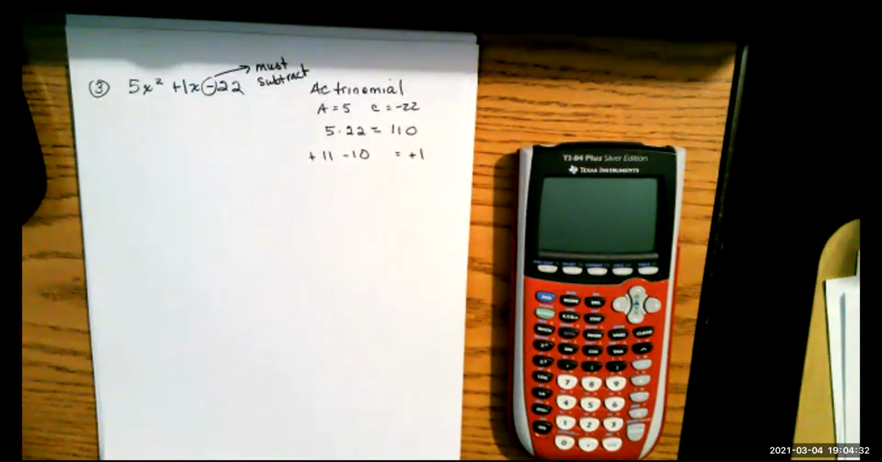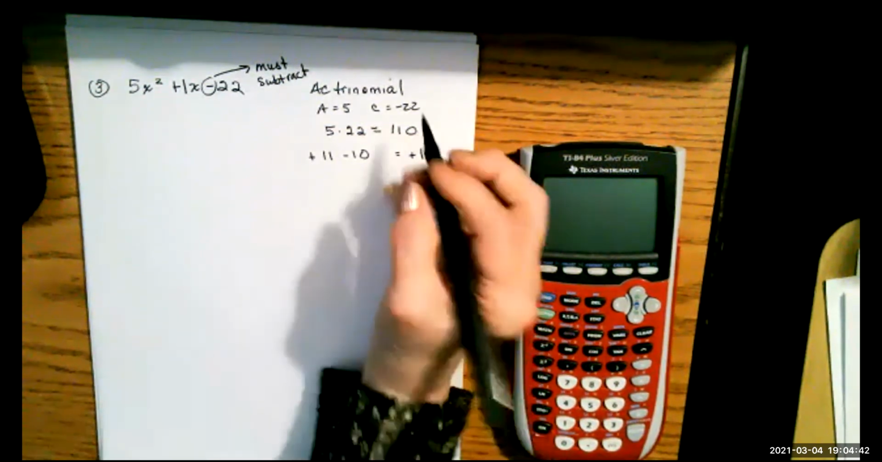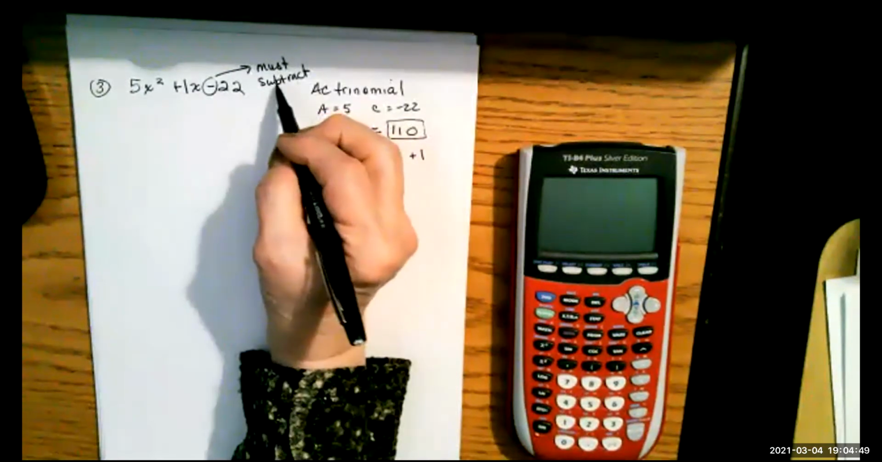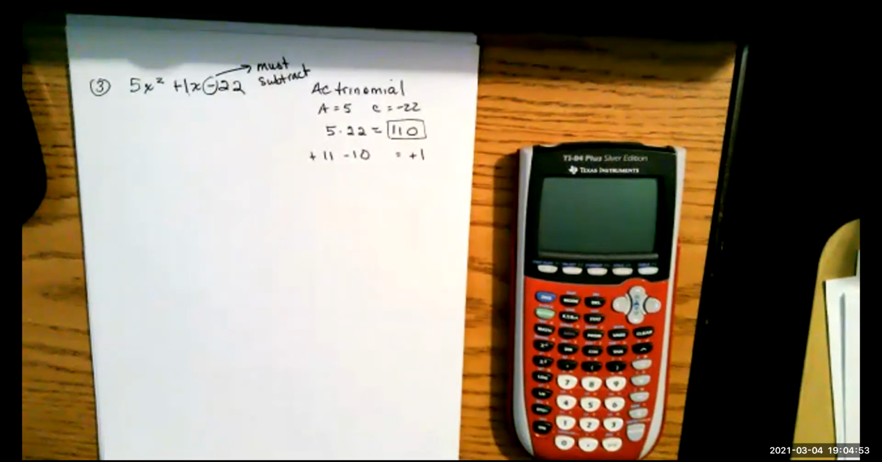So with the AC trinomial, we have to multiply the A and the C to come up with the product. And then we factor the 110, and you're following your rules. You must subtract to get 1 out of the 110. So I used 11 and 10. If I multiply those, I get 110. That's what I wanted. But when I subtract them, I get 1, which is what I wanted in the middle.